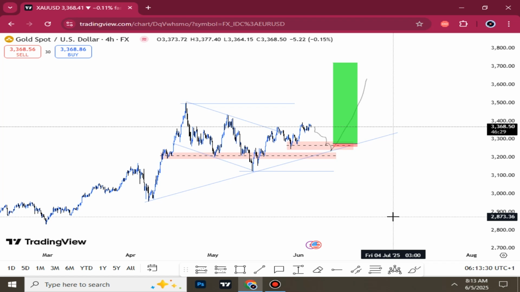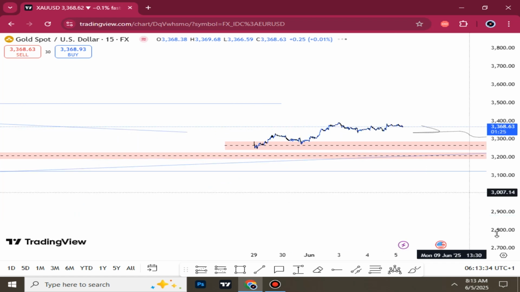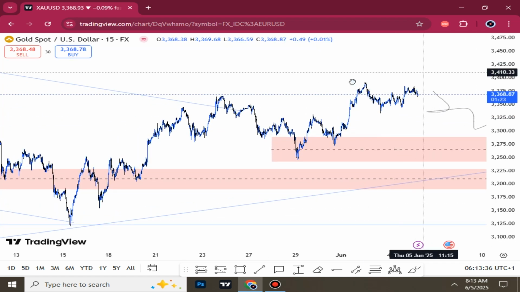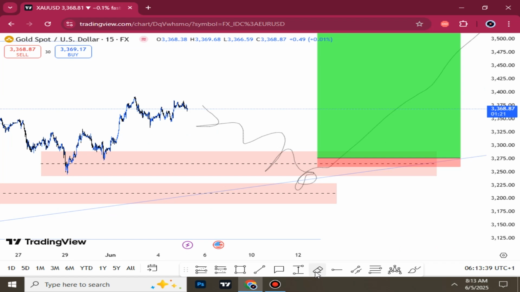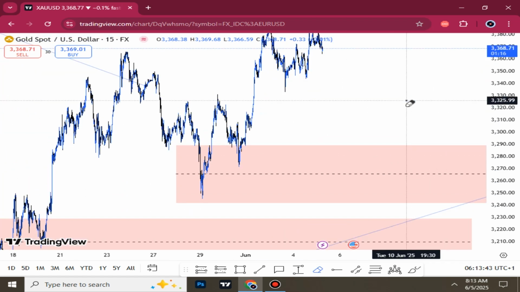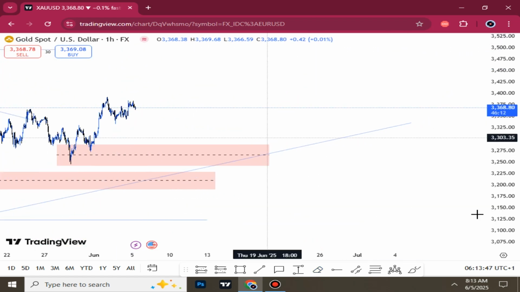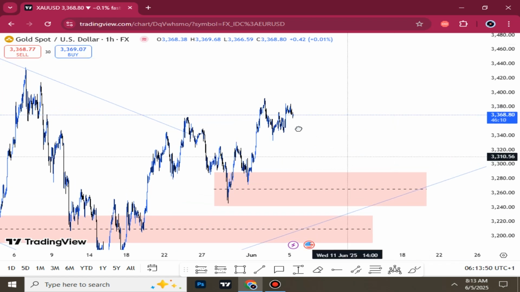So I don't know, let me see, maybe go to the 15 minutes real quick and see what she's doing. So right now, let me remove this. Let's just understand the current price. Let's just go back to the 1 hour before 15, guys. That was crazy. So we need to understand the current price right here.